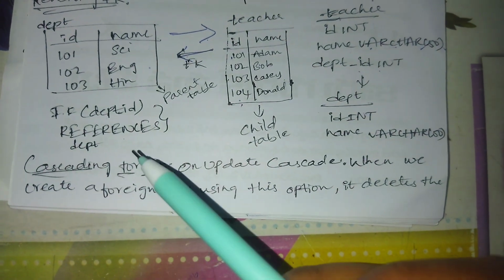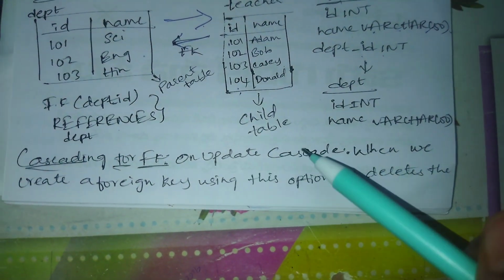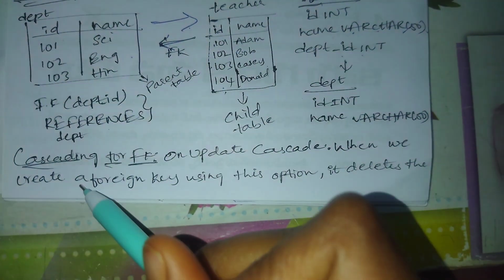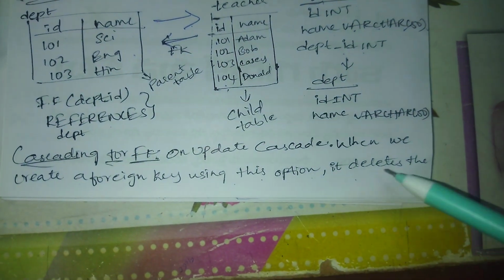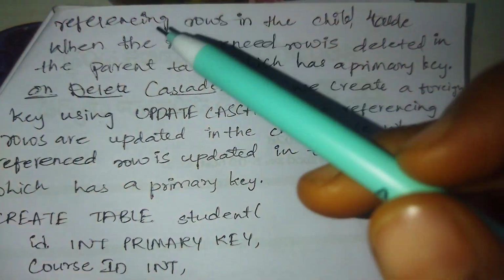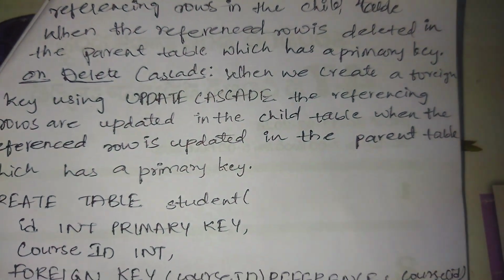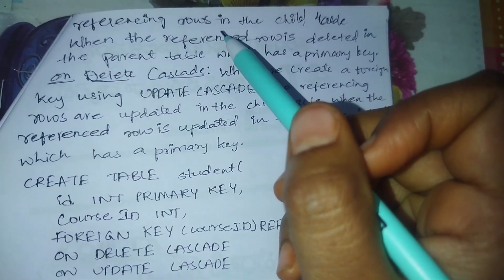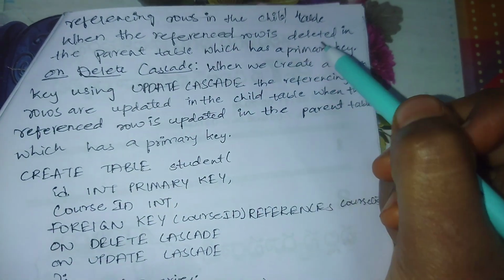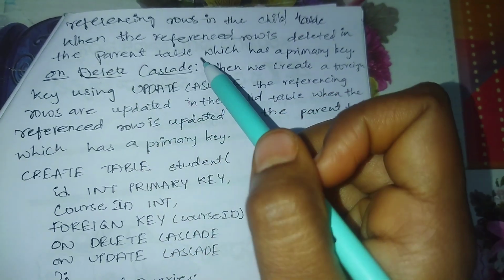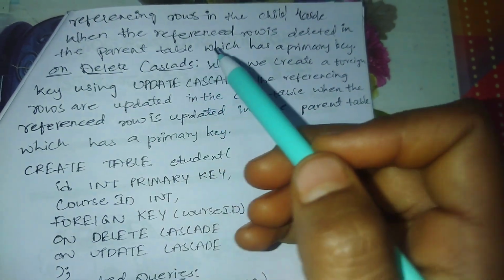Cascading is used for joining the foreign keys. Cascading for foreign keys: on delete cascade. When we create a foreign key using this option, it deletes the referencing rows in the child table when the referenced rows are deleted in the parent table, which has a primary key.